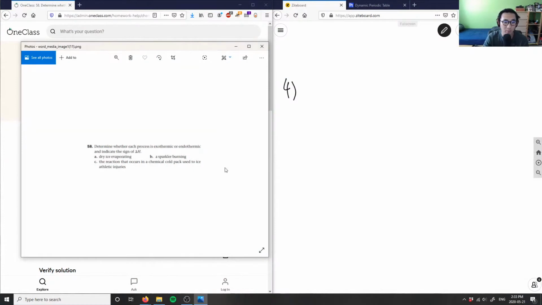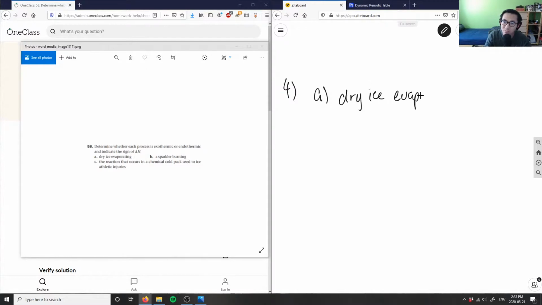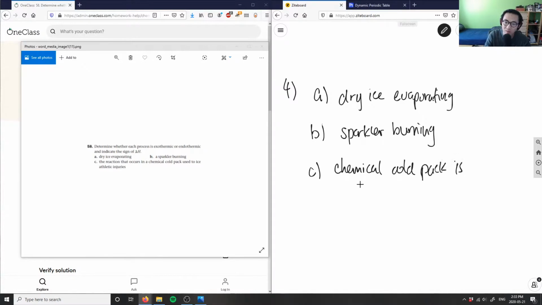So it says here, determine whether or not it's exo or endothermic. So I have A here, which is dry ice evaporating. B here is a sparkler burning. C here is the reaction that occurs when a chemical cold pack is used. So a chemical cold pack is used to ice athletic injuries.